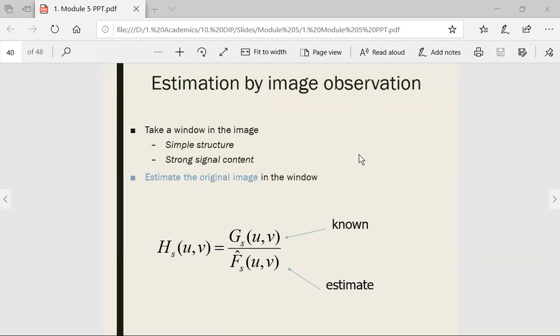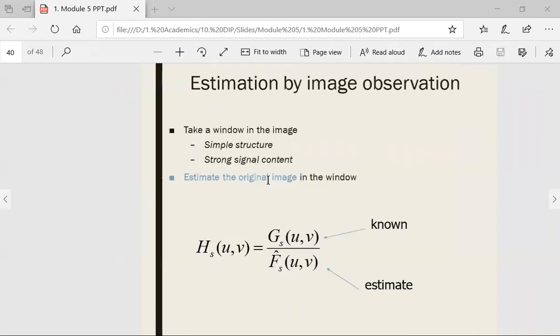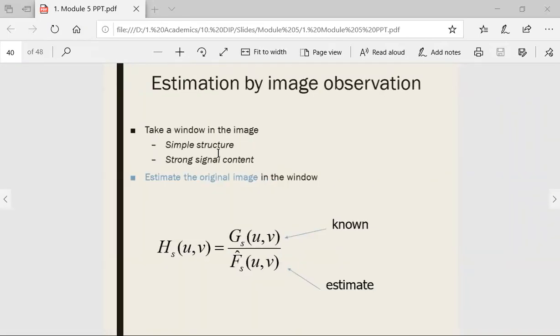Estimation of image by observation, the first point. Take a window in the image, simple structure, strong signal content, and estimate the original image in the window. To estimate, you will have known values as well as estimates. So for image observation, it will be represented as h of u comma v is equal to g of u comma v divided by f of u comma v.